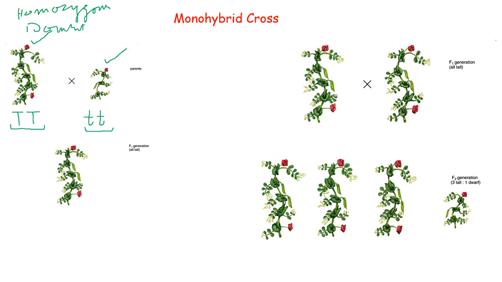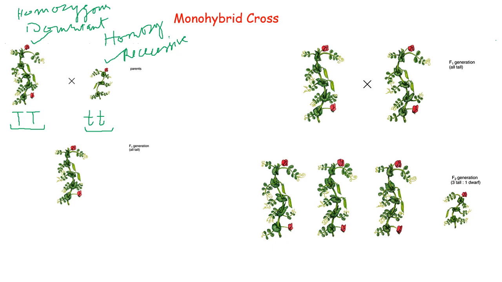Similarly, in case of the dwarf plant, we have small t and small t. It's again homozygous, and these alleles are recessive. So it's homozygous recessive. So here we are crossing two plants. One plant is tall and another plant is dwarf. The tall plant has the genotype capital T, capital T, and the dwarf plant has the genotype small t, small t.